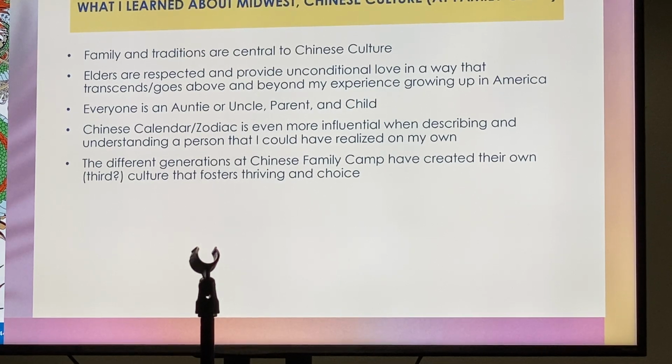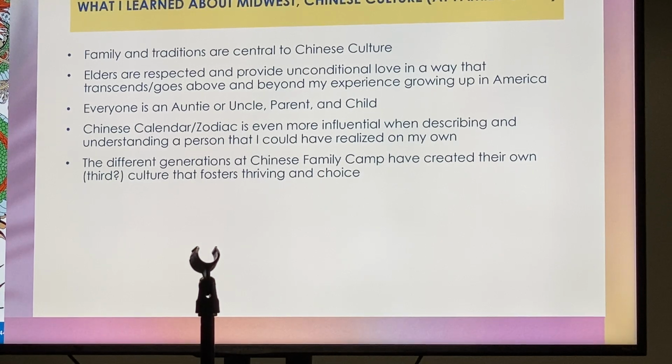The different generations of Chinese family camp, meaning the originators, the elders now, and so on, you've created your own culture that fosters thriving and choice. And that was a lot of the messaging I heard over the week: my parents said this, we had to become this professionally, this is what it meant to be successful. And the conversation shifted when you became parents and what that means for your children.